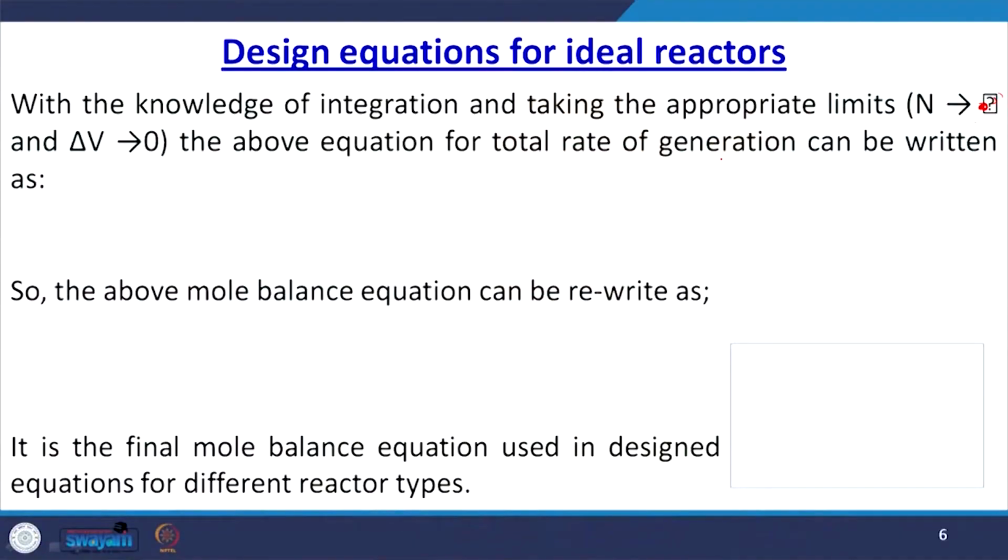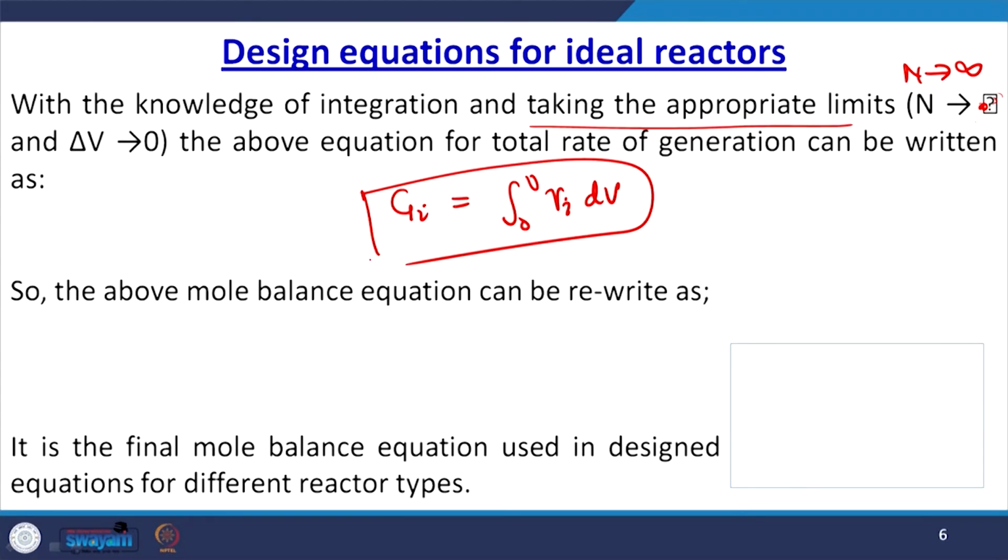Now, with the knowledge of integration, and sometimes we need to take the appropriate limit, like n tends to infinity and delta V tends to 0, this equation which we discussed previously, regarding the total rate of generation, can be written as the integral of r_j dV.